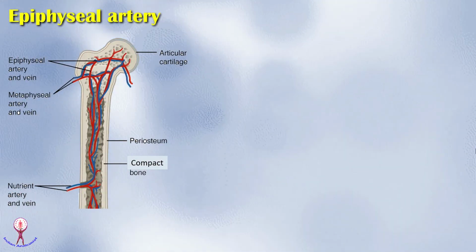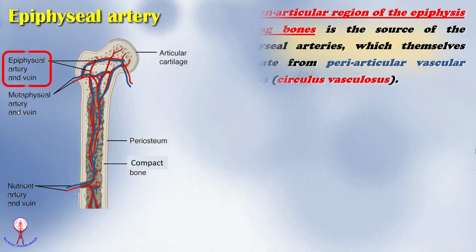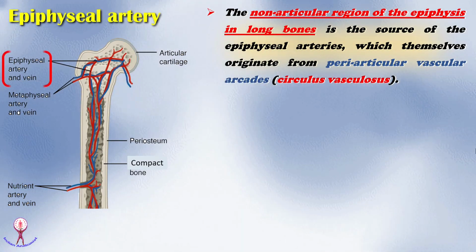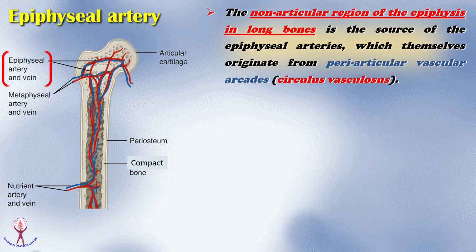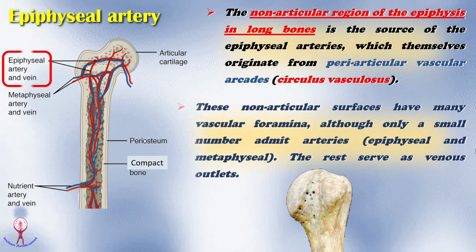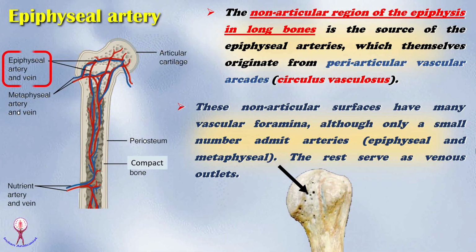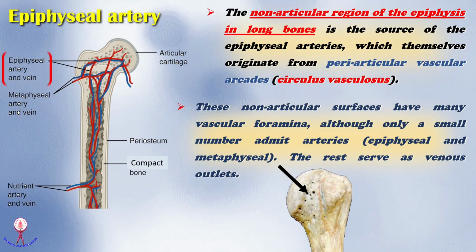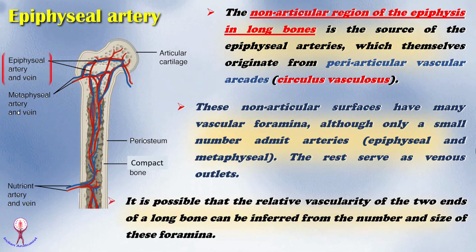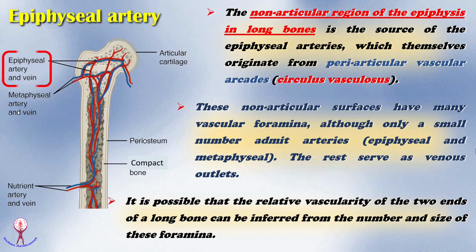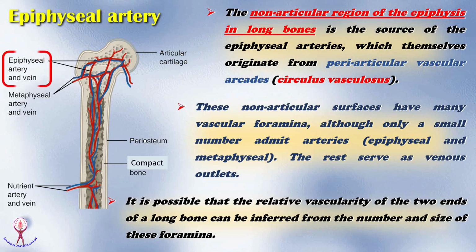Now coming to the epiphyseal artery. The non-articular region of the epiphysis in long bone is the source of the epiphyseal arteries, which themselves originate from periarticular vascular arcades or circulus vasculosus. These non-articular surfaces have many vascular foramina, although only a small number admit arteries, that is, epiphyseal and metaphyseal. The rest serve as venous outlets. It is possible that the relative vascularity of the two ends of a long bone can be inferred from the number and size of these foramina.